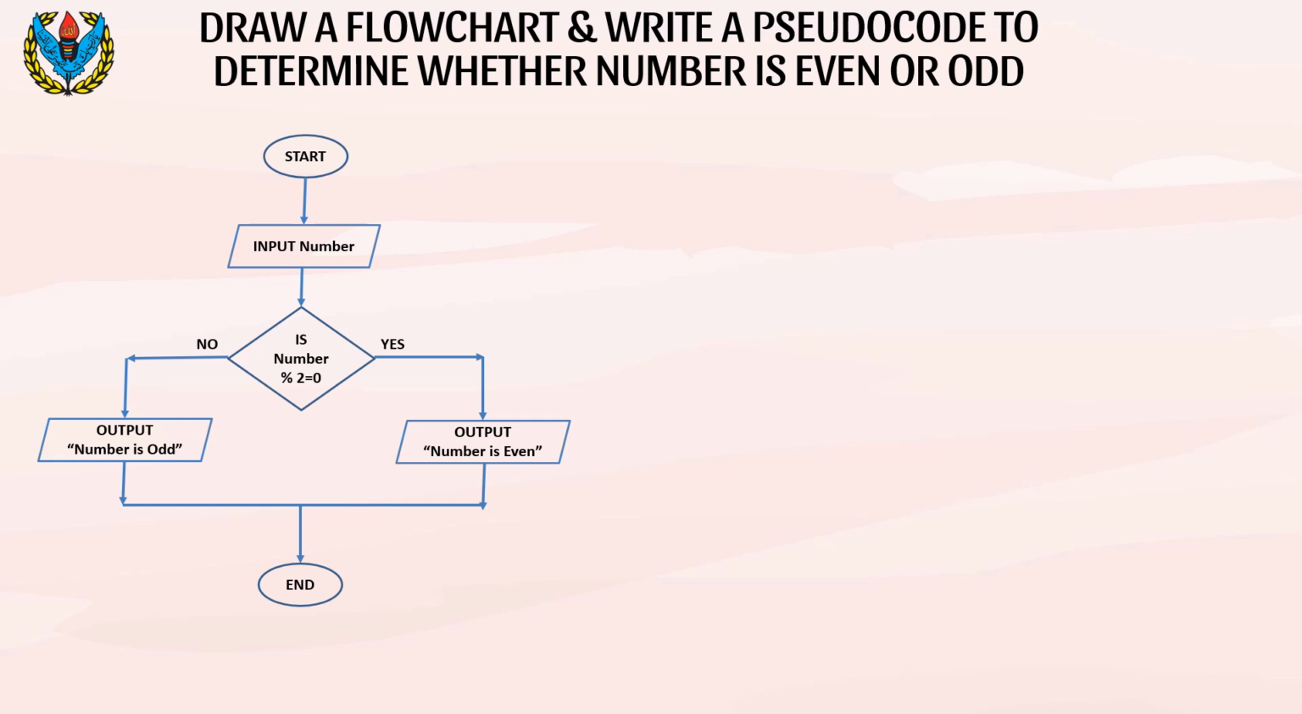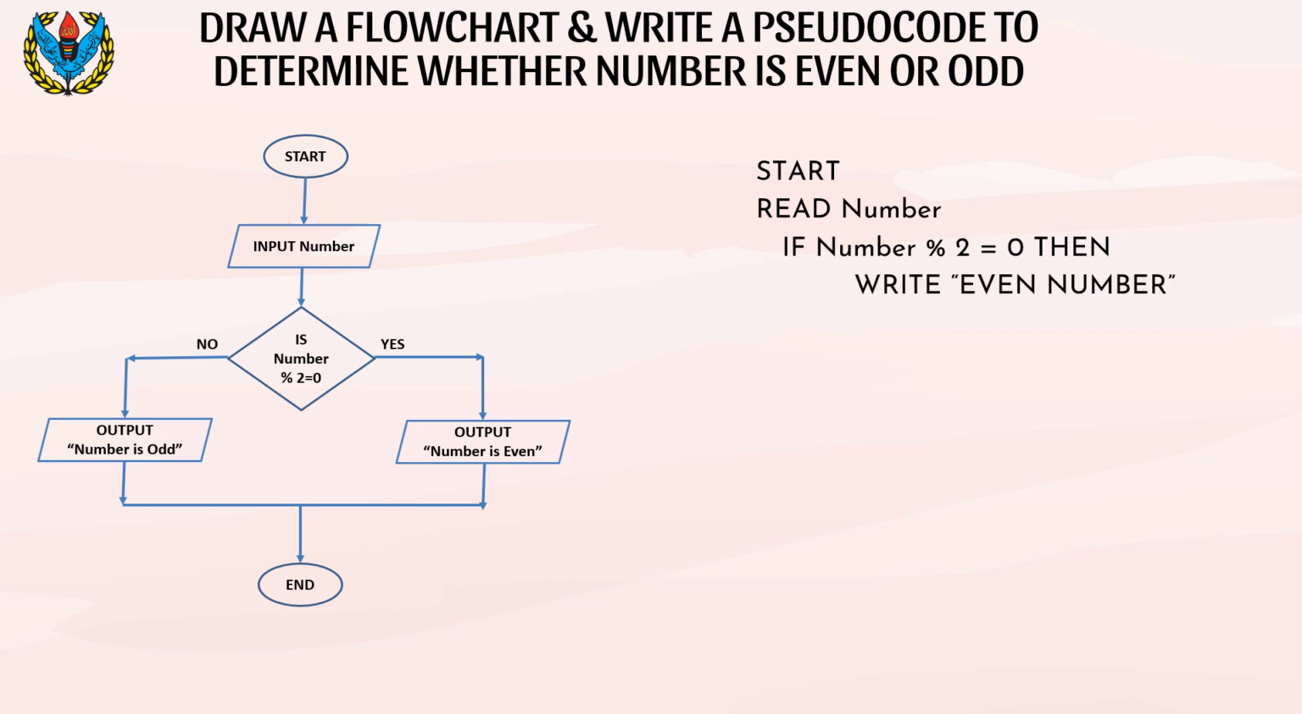Pseudocode. Start. Read a number. If number divisible by 2 is equal to 0, then write number is even, else write number is odd. Here the decision is closed with the end if, and the pseudocode ends with the end statement. This pseudocode explains the logic in plain English before we even start coding.